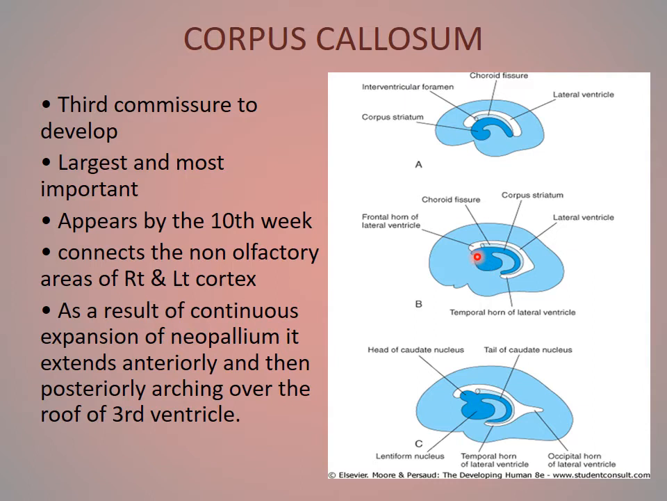This diagram shows the developing corpus callosum, and you can see it forms the head, body, and tail. Over it lies the lateral ventricle, and here the third ventricle will form, and the corpus callosum will form its roof.